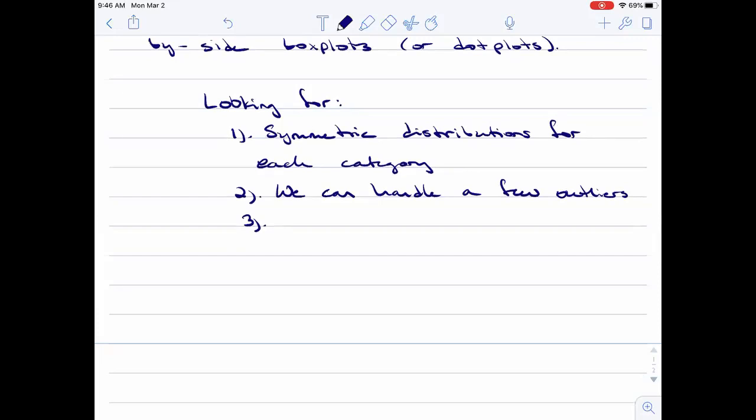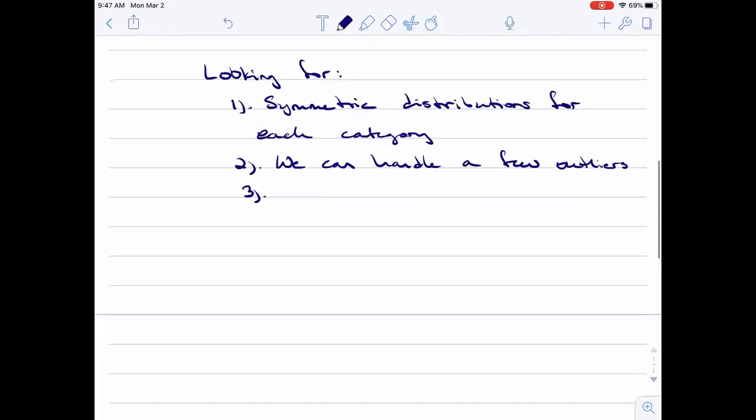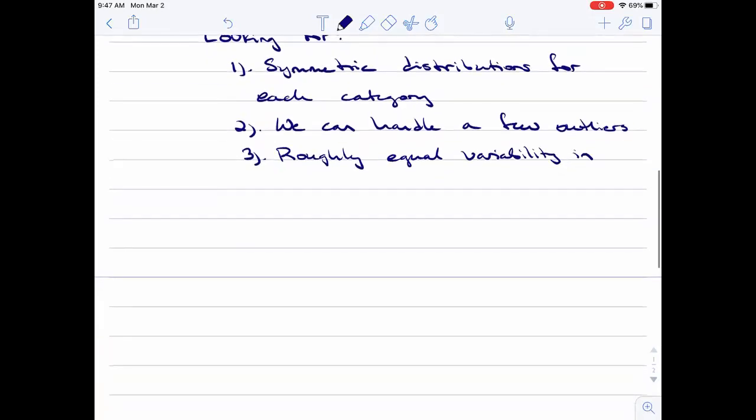But we're also looking for approximately equal variability in each of the categories. And so roughly equal variability in each of the categories.